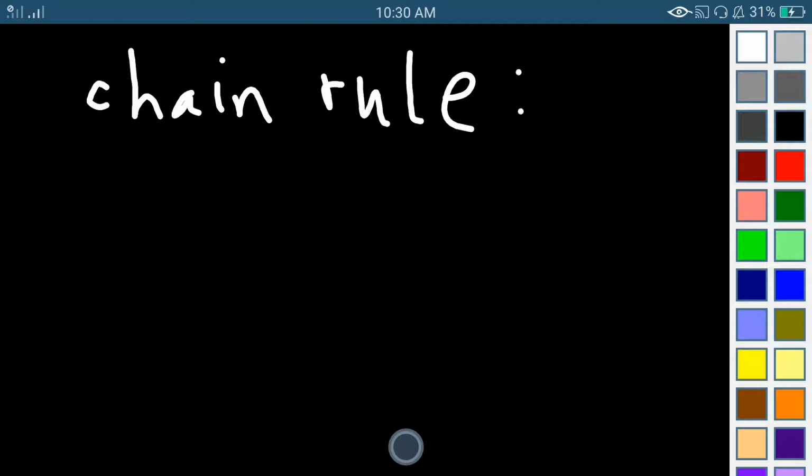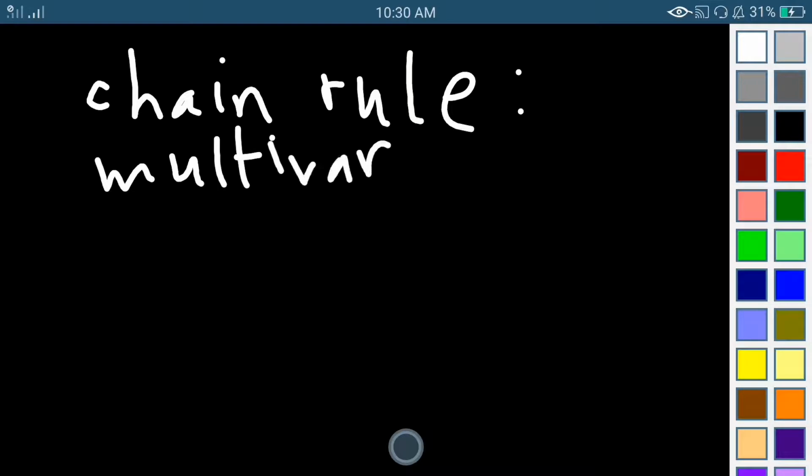So let's write chain rule in white. Oops. Let's see. Let's zoom in a bit. Chain rule. Multivariable version. Now, what is the multivariable chain rule?